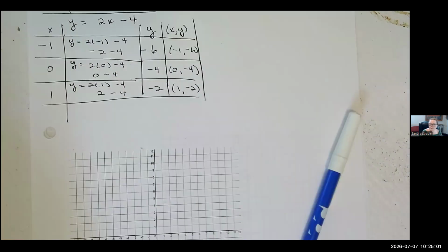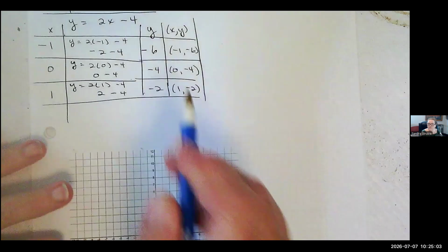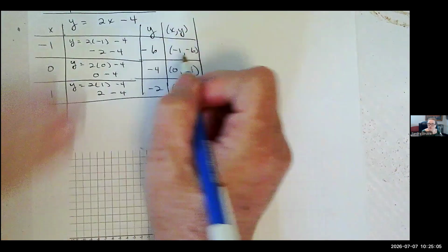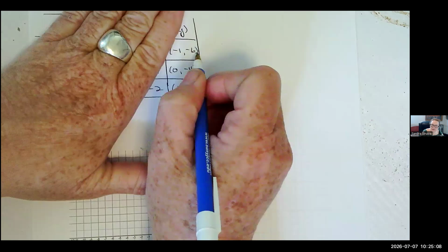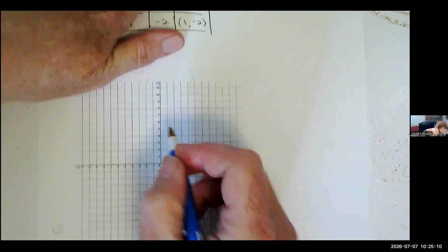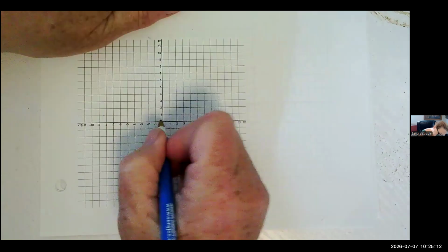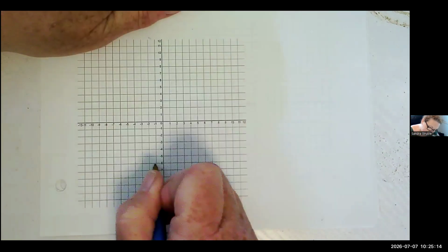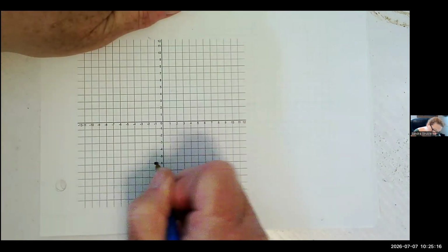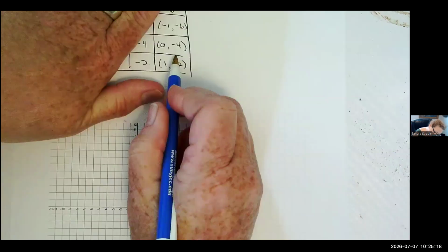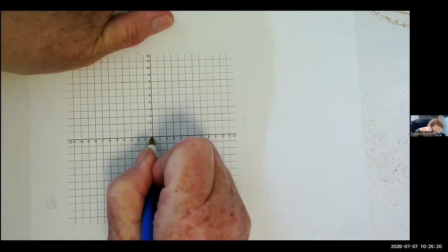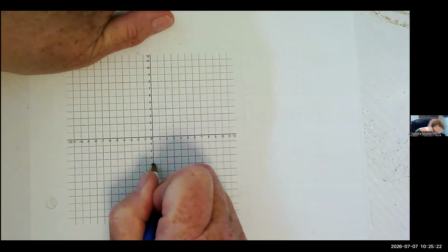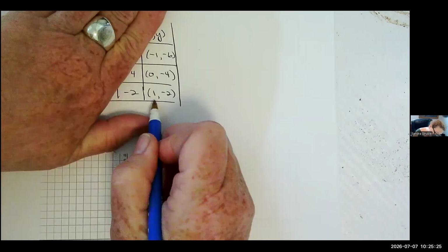Okay, now we need to go through and plot these points. -1, -6 means we're going to go left 1 and down 6. So on our coordinate system, left 1, down 6, place your point. Again, don't label it. The next one is 0, -4. We're not going left or right. We're just going to go down 4, place your point. And then the last one is 1, -2. We have to go right 1 and then down 2.